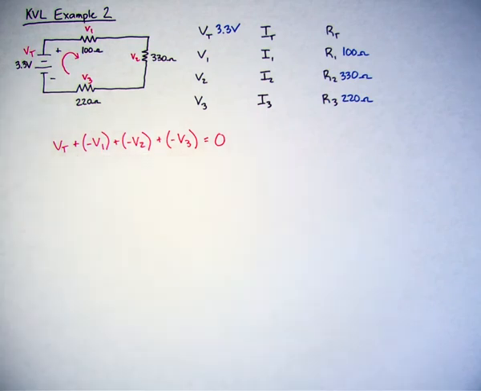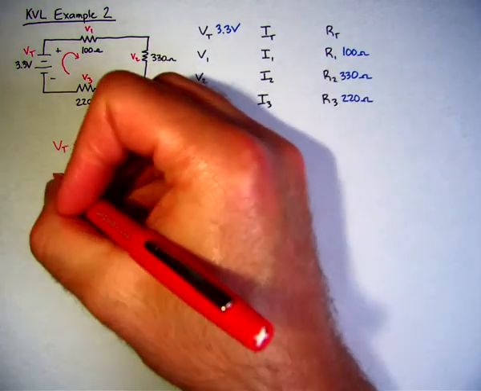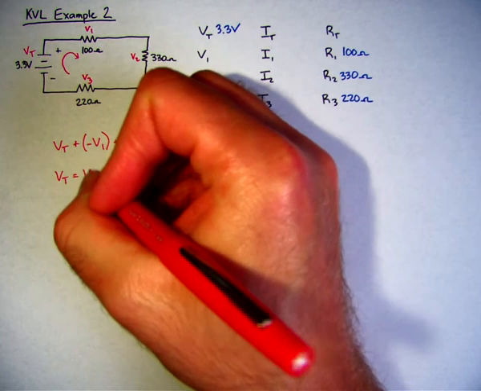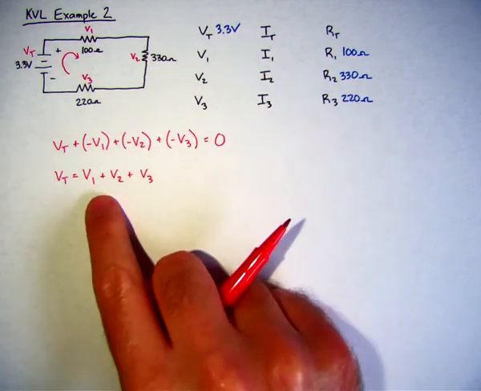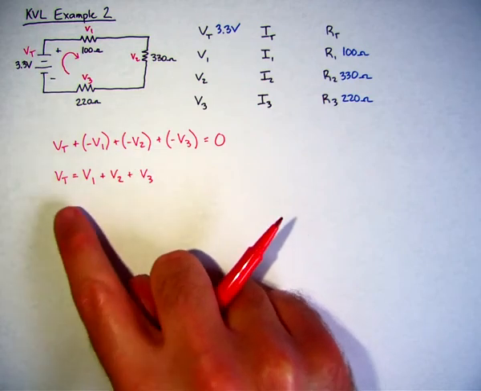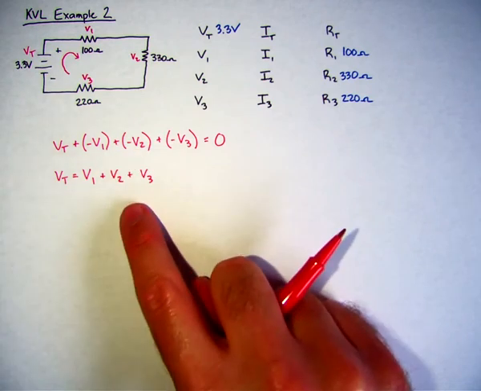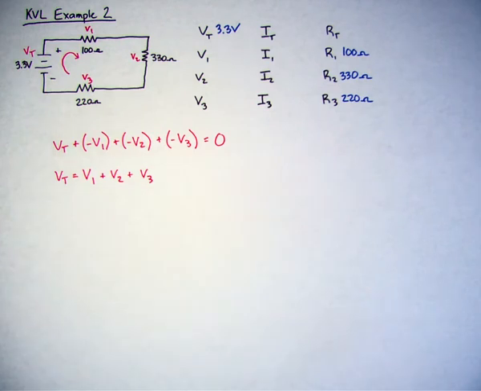Now, the next thing I can do is add V1, V2, and V3 to both sides. You notice what I end up with is that VT equals V1 plus V2 plus V3. That's our series circuit rule for this circuit. And so that's actually where it comes from. This series circuit rule is derived from Kirchhoff's voltage law. So I found that very important to show you.